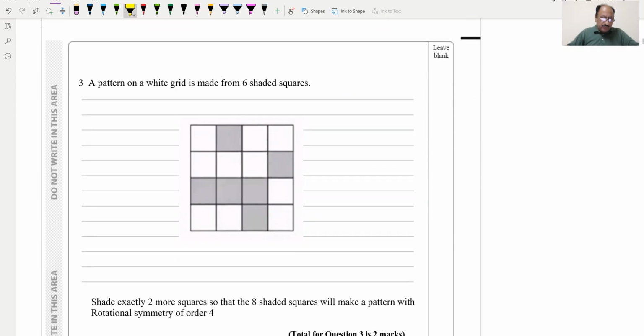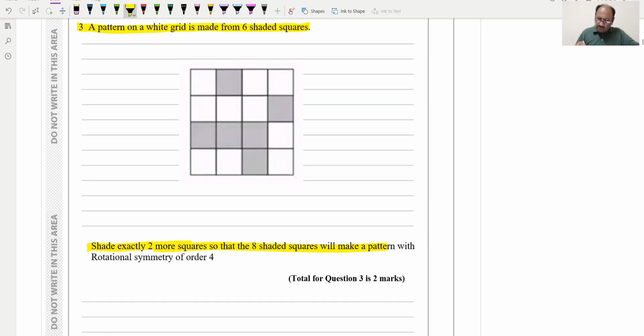Now we can move to question number 3, and question number 3 says a pattern on a white grid is made from 6 shaded squares. Shade exactly 2 more squares so that the 8 shaded squares will be a pattern with rotational symmetry of order 4, and we have to shade 2 more portions.